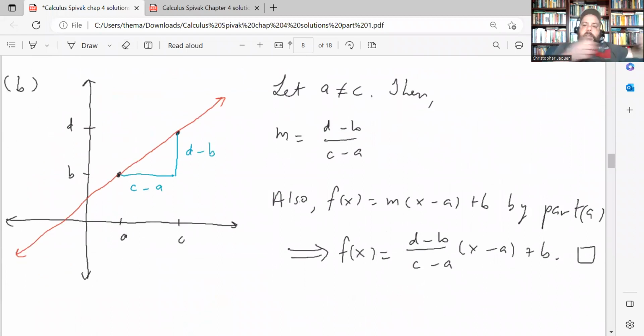So if a is not c, then the line is not vertical, right? So it has a slope. And from the picture, you can see that the slope is (d minus b) over (c minus a). And you just plug that in for m in the point-slope formula from part A, and that's it. That's all you have to do.